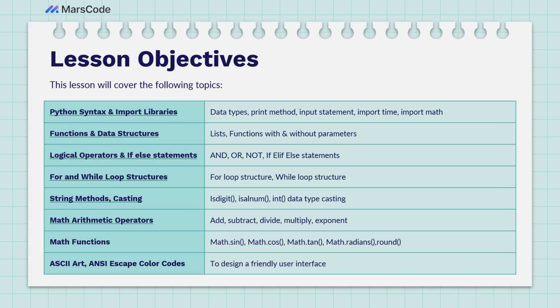We'll be looking at the for and the while loop structures, which involves the for loop structure and the while loop structure. We'll also be looking at string methods and casting. The string methods we're going to be looking at are isDigit, isAlnum, isAlpha, int, and the data type casting. We'll be looking into math arithmetic operators, which involves add, subtract, divide, multiply, and find exponent value. We'll be looking at math functions such as math.sin, math.cos, math.tan, math.radians, and round. Finally, we'll be looking at ANSI escape color codes and ASCII art, which basically just make the console user-friendly.